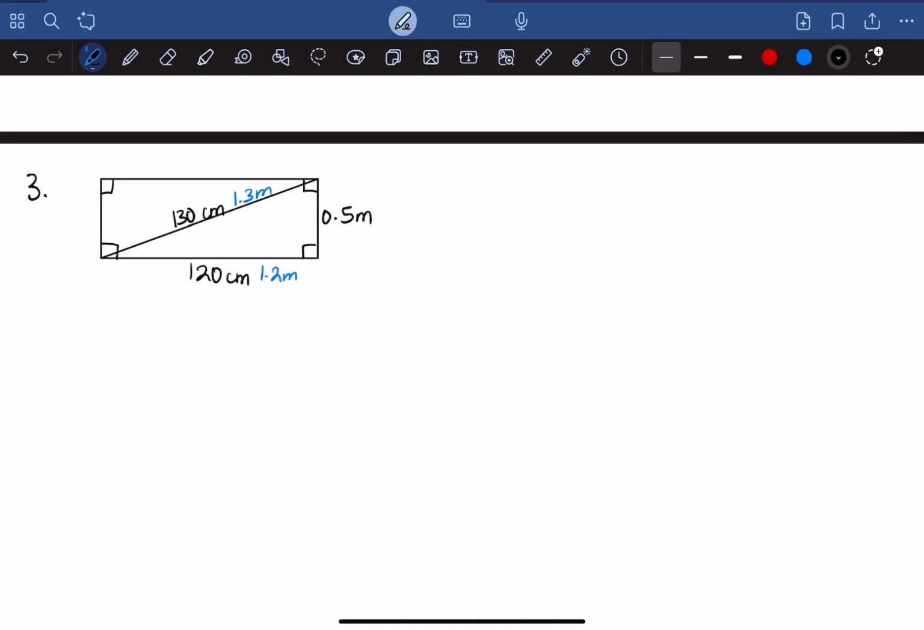The entire shape here, despite the fact that it is divided into 2, the entire shape is a rectangle. Hence, the area of a rectangle is the length times the width, which gives me 0.5 meters multiplied by 1.2 meters, and I get 0.6 square meters, which is the area of this shape.